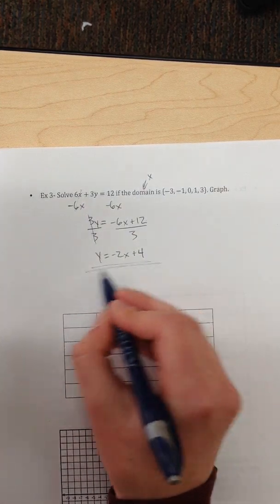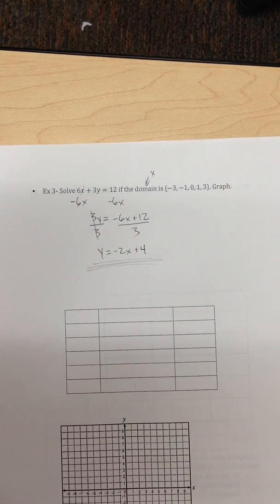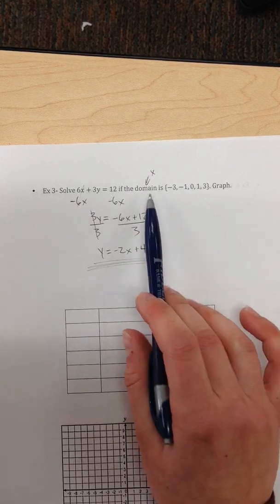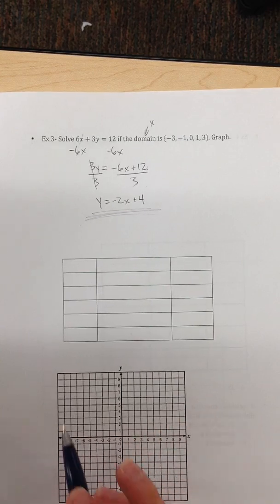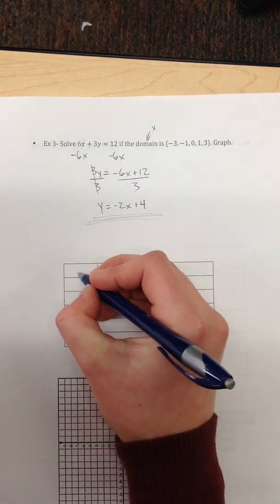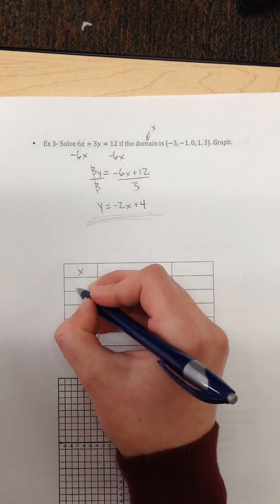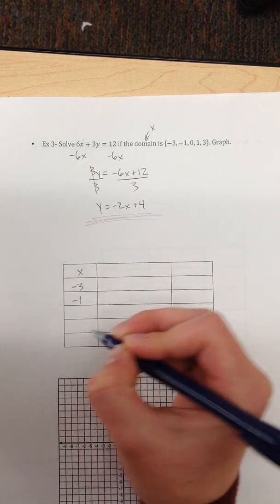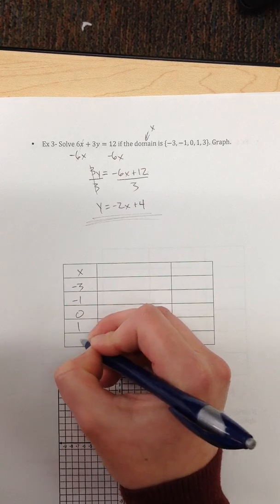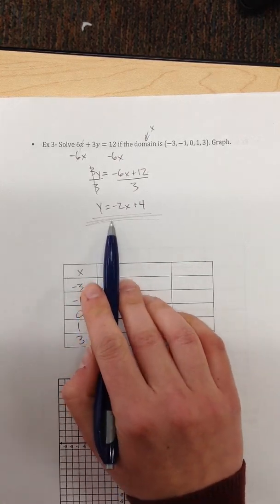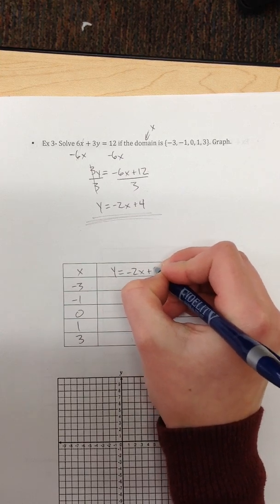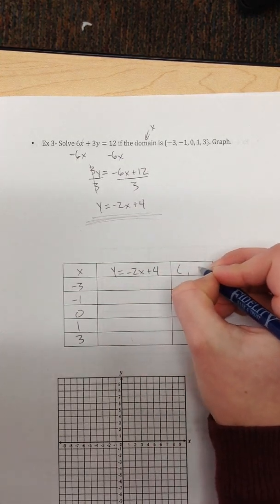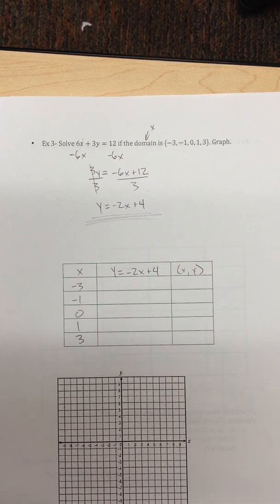Now this equation here, y equals negative 2x plus 4, is going to be a lot easier for me to plug in my x values and get a y out. Okay, so my x values here are my domain. So you can put an x there if you want. And then we've got negative 3, negative 1, 0, 1, and 3. Our equation that we just came up with was y is equal to negative 2x plus 4. And then we're trying to come up with our ordered pairs, which are our x's and our y's.